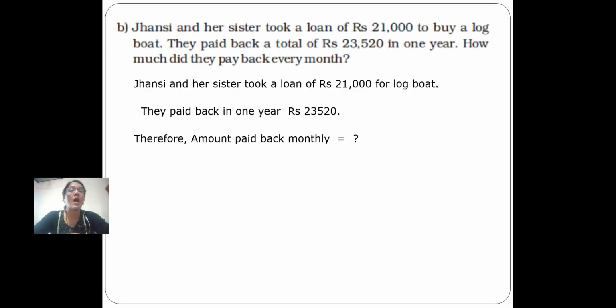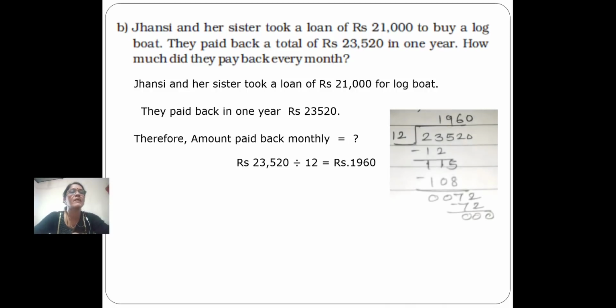Now we have to find out how much money every month these two sisters have paid back to the bank. Yes. So, rupees 23,520. You cannot take 21,000. You have to take the total amount. Yes, total amount. That is rupees 23,520 divided by 12. Why 12? 12 means 1 year. Yes, 1 year means 12 months. Remember, children. Yes. So, divided by 12, I get rupees 1,960.